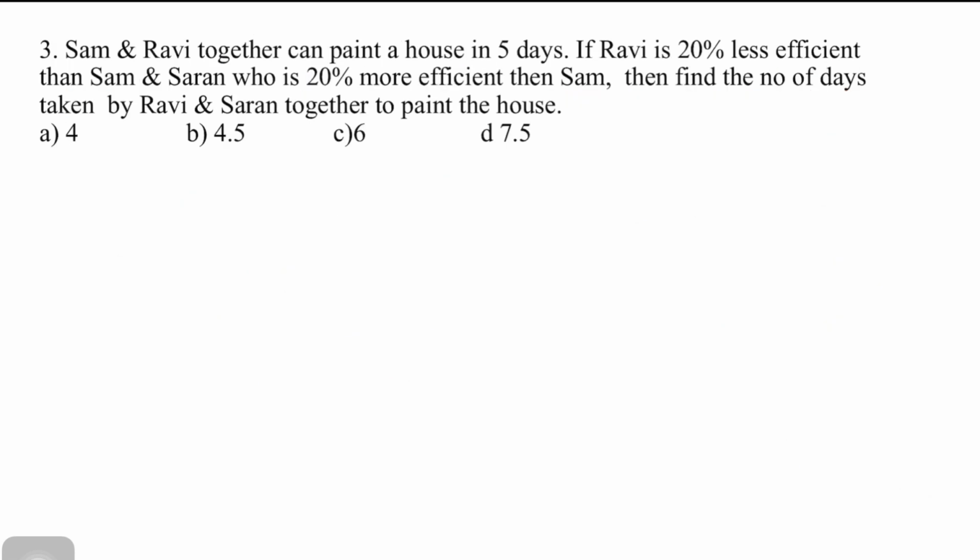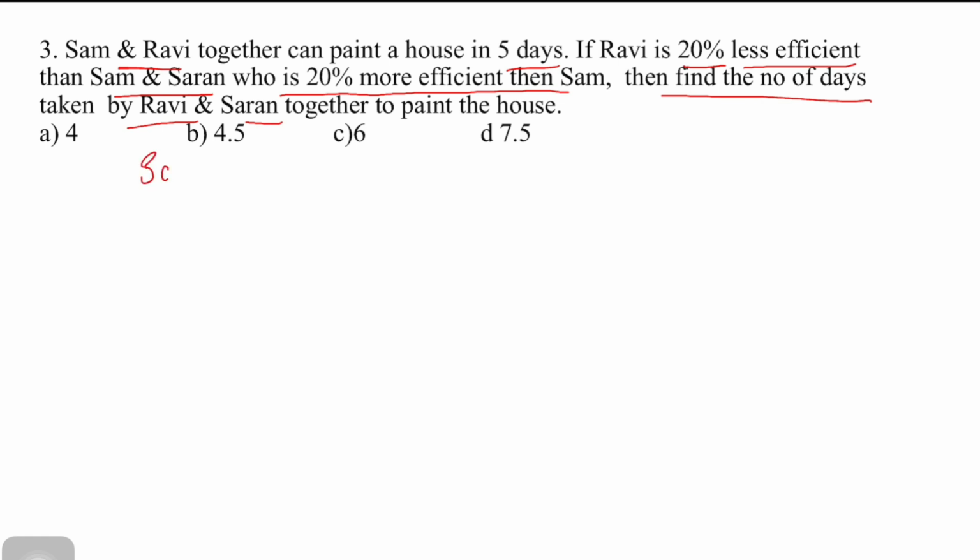Sam and Ravi together can paint a house in 5 days. Ravi is 20% less efficient than Sam, and Saran is 20% more efficient than Sam. Then find the total number of days taken by Ravi and Saran together to paint the house.